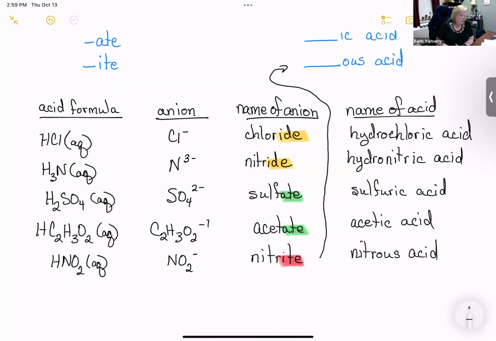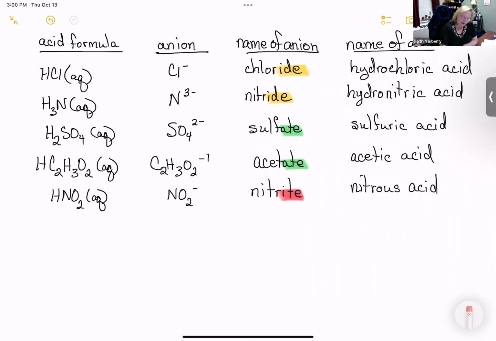Now we can work backwards too, folks. We don't have to go in the same order all the time. Let's go from the name to the formula. So let's say I have hydrocyanic acid.